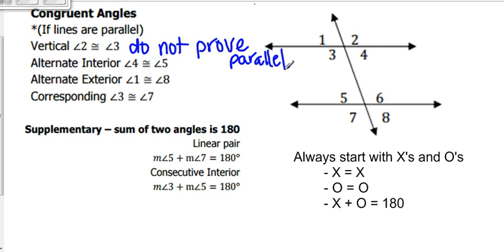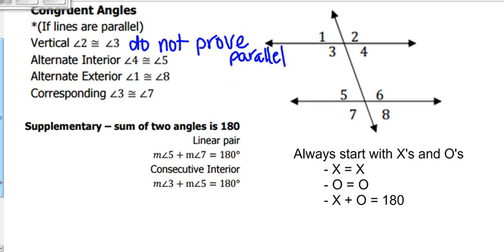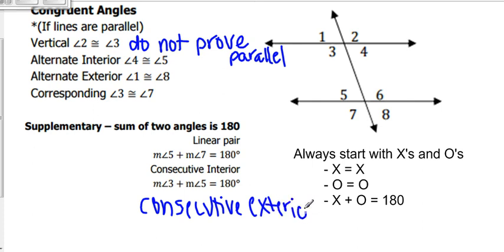Then we have our supplementary angles. Any linear pair you can find, such as 5 and 7, or any consecutive interior angles you can find, like 3 and 5, or 4 and 6. I should also have consecutive exterior on there, like angles 2 and 8.